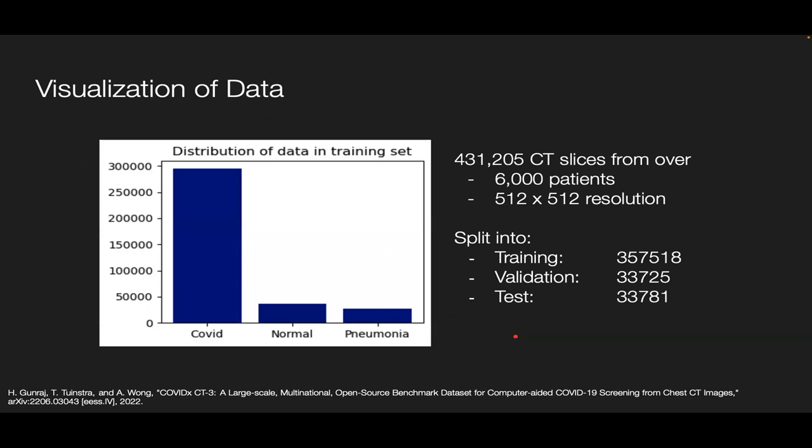The data set itself is pretty extensive and large, consisting of over 400,000 CT slices. It's diverse. These 6,000 patients come from all over the world, and the images are 512 by 512 in resolution, so pretty high resolution. It's split like so, and we find that compared to its predecessors, COVID XCT3, CT1 and CT2, this data set really brought a great starting point for further development in COVID detection methods in machine learning.